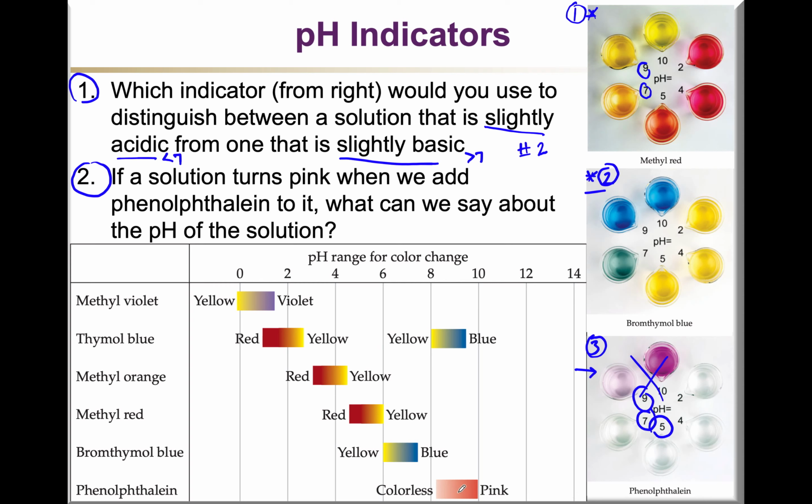So what can we say about the pH of the solution if it turns pink when we add phenolphthalein? Well, we would say that it is a basic solution for sure, and more specifically that it has a pH that is potentially greater than 8, maybe even greater than 9, maybe, but greater than 8 for sure.